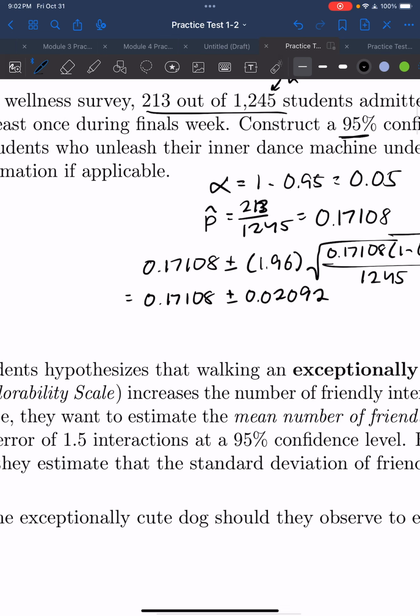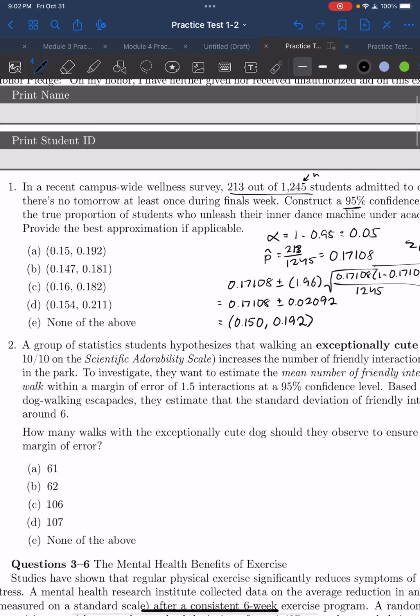So then we get our confidence interval of 0.150 to 0.192. And that's our confidence interval. And then we see that's this answer over here. So we know that our answer is A.